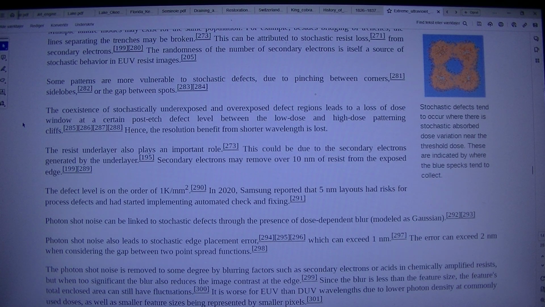1K/mm. In 2020, Samsung reported that 5nm layouts had risks for process defects and had started implementing automated check and fixing. Photon shot noise can be linked to stochastic defects through the presence of dose-dependent blur, modeled as Gaussian.